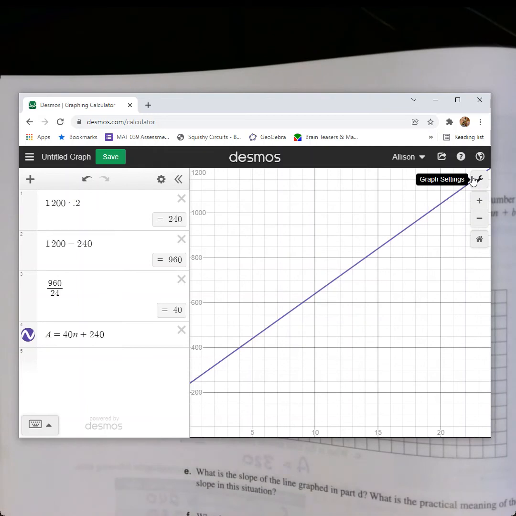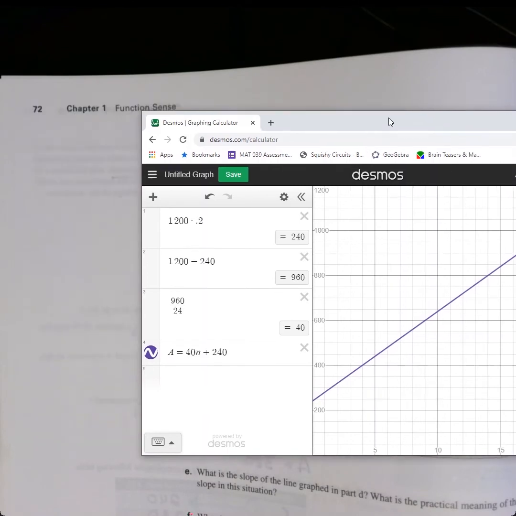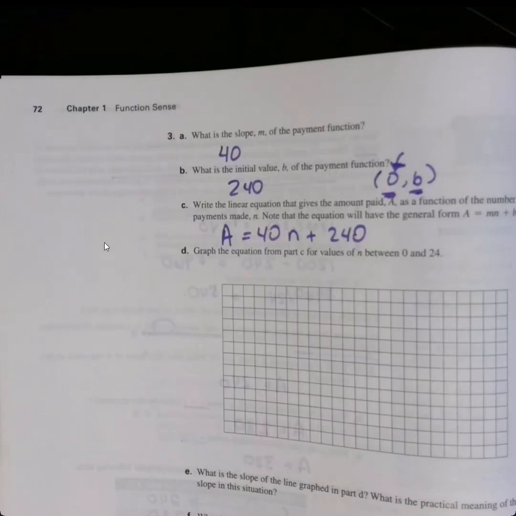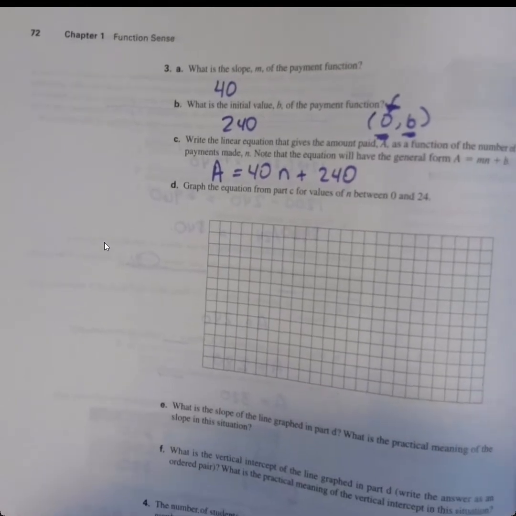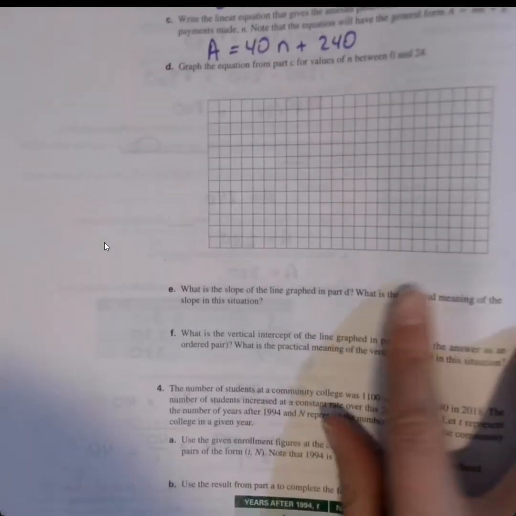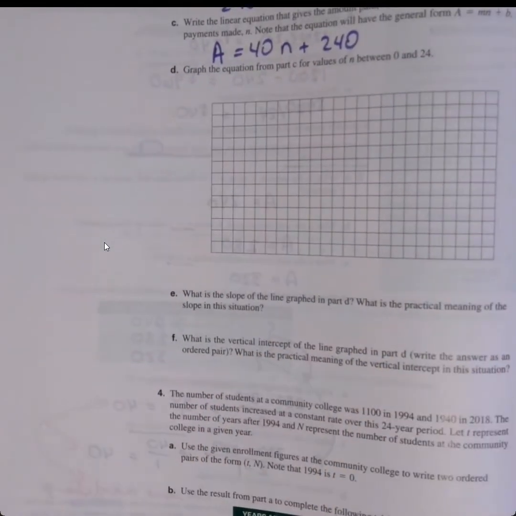All right, so if you would like, you can draw this picture in your graph on the page. I'm just going to look at my decimals graph and then move on to the next question. All right, let's move this over to the side. The next question asks us, what is the slope of the line graphed? What is the practical meaning of the slope?